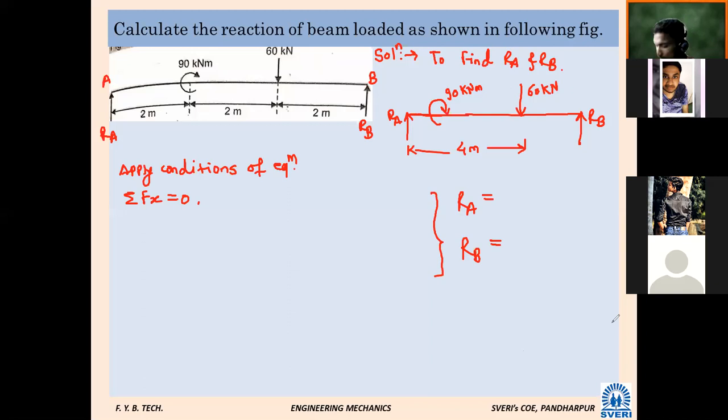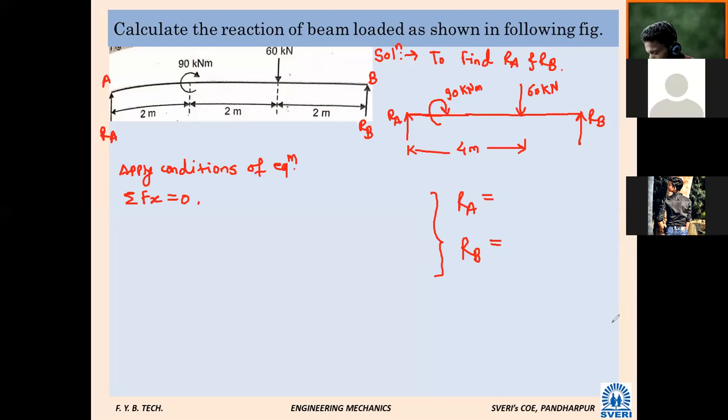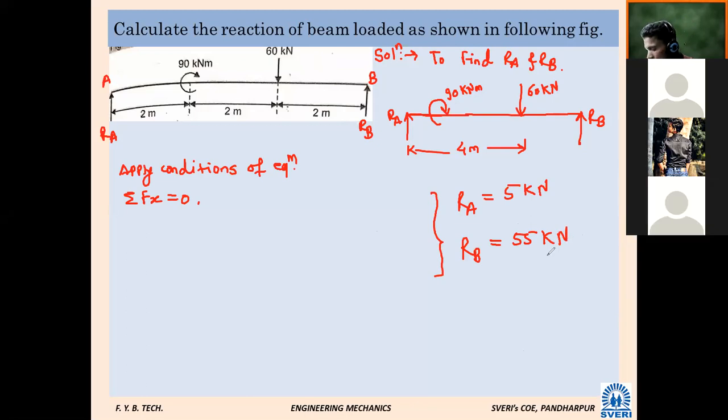RA is 5 and RB? 55. Very good. RA is 5 kilonewton and RB is 55, no? Yes, 5 and 55 is the answer. Most simple question. Without this, our paper will not be complete. And such problems will be there in your final exam. Very simple. It will take 2 to 3 minutes to solve this.